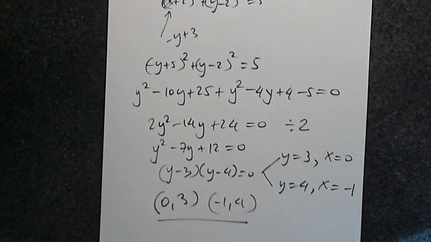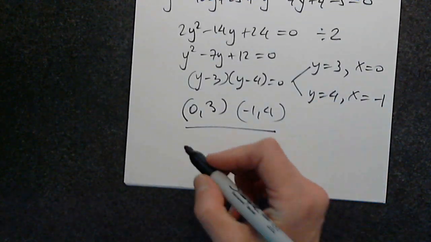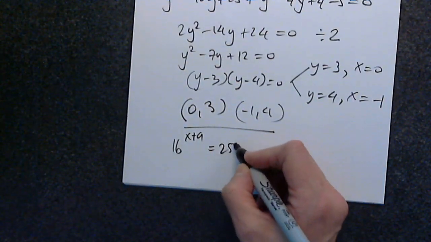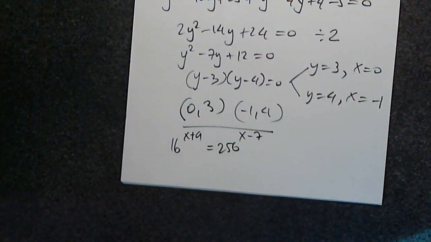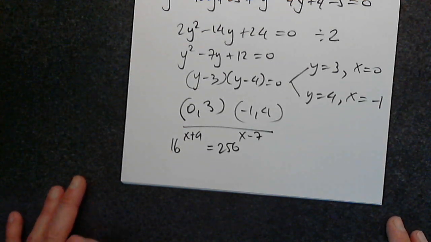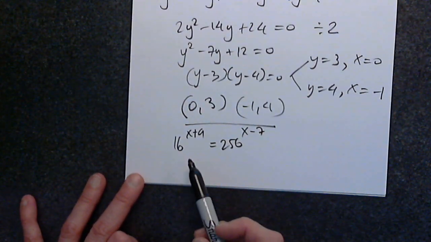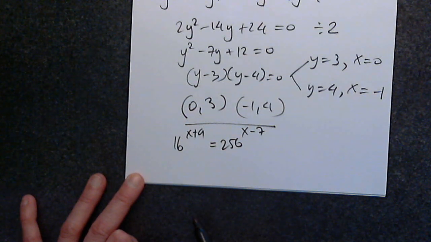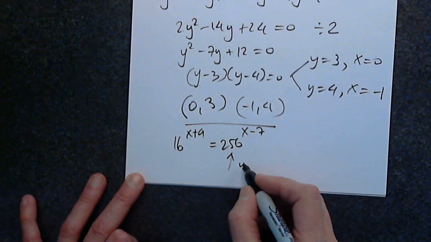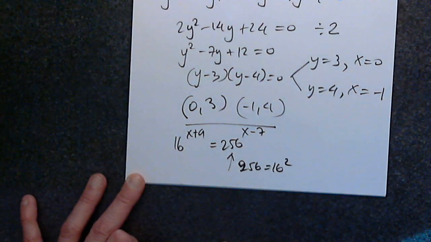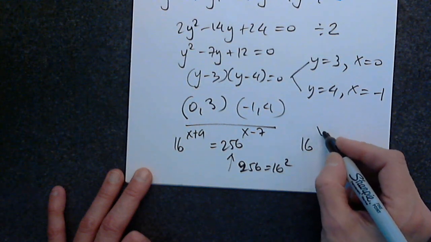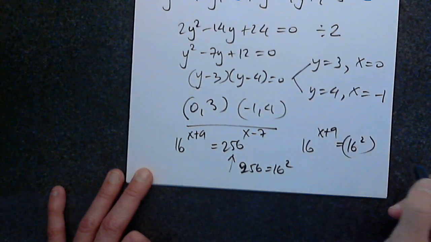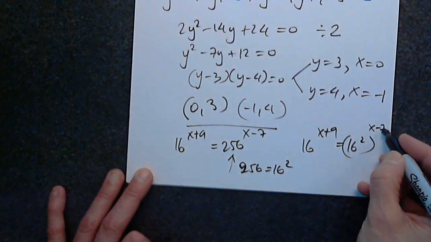16 to the x plus 9 equals 256 to the x minus 7. So this is an exponential equation. Although I'm not a fan of non-prime numbers, if you notice, 256 is nothing else but 16 squared. So both sides can be presented with the same base. The left-hand side stays as 16 raised to x plus 9. The other side changes into 16 squared to the x minus 7.